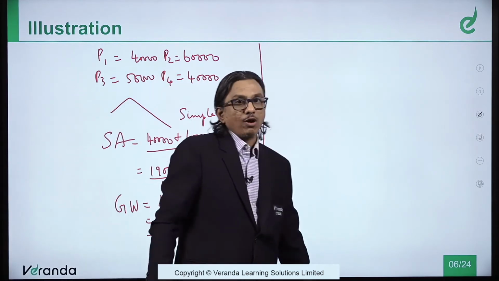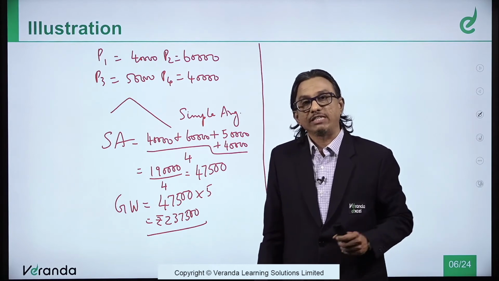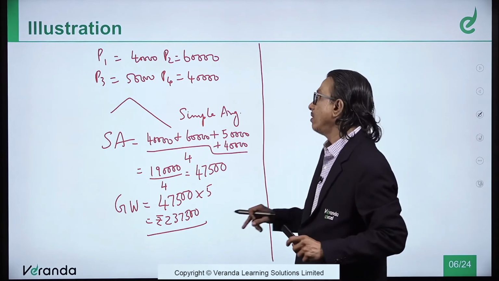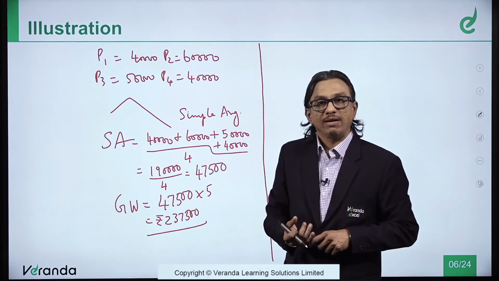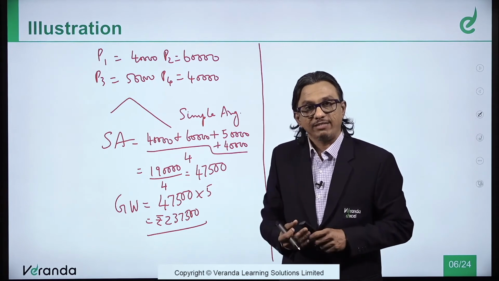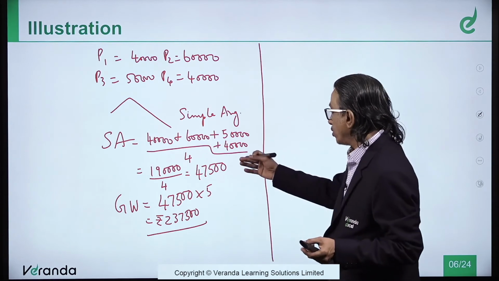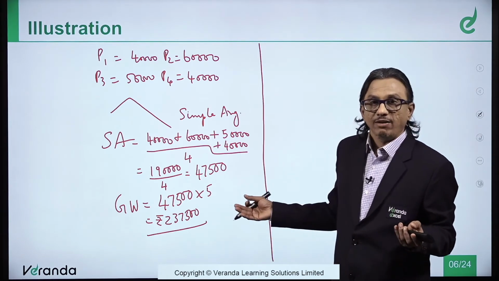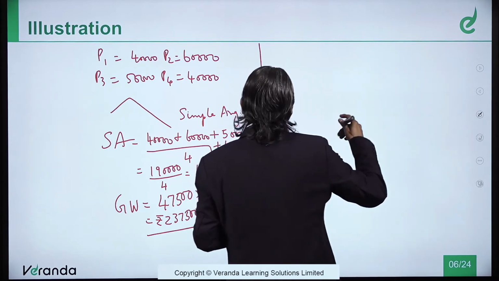So based on the profits given in the question, you have to come to a conclusion whether you have to follow simple or weighted average. In this problem, profits go up and come down. So we have to follow simple average, find the average, add the profit of all 4 years, divide by 4. They will get 47,500, multiply by number of years, you get the value of goodwill. Simple average method. Now let me give you another problem.